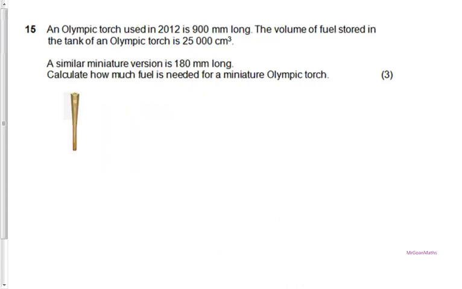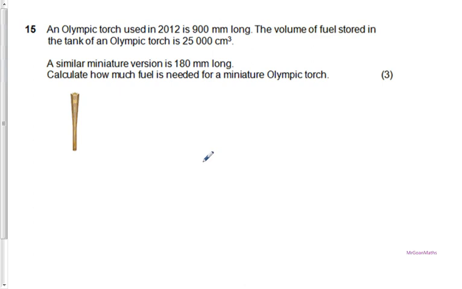So, moving on to the final question for this outcome, question 15. An Olympic torch used in 2012 is 900 millimeters long. The volume of fuel stored inside the tank of the Olympic torch is 25,000 centimeters cubed. A similar miniature version is 180 millimeters long. Calculate how much fuel is needed for the miniature Olympic torch.